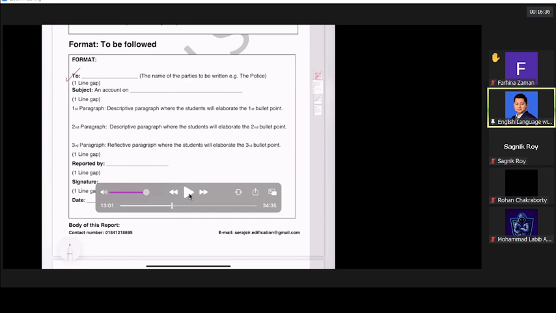So why will you take that risk? That's why make a good plan and finish your writing within 280 to 290 words. That's perfect. I hope you got the point.